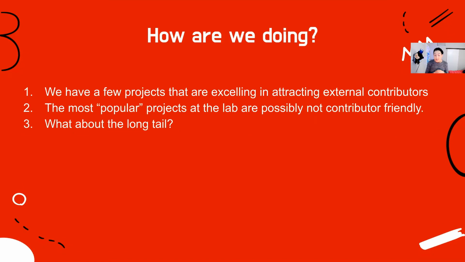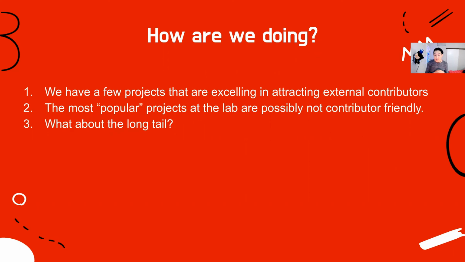But overall, what I saw is that we're doing really well on a few key projects, maybe just 3. They're really excelling in attracting external contributors. But what was interesting is that the projects at my institution that had the most people working on them internally, they're on GitHub, they're public, were not the projects that had the most people working on them externally. So there's some kind of mismatch between what the lab thinks is important and what outside people think is important. And maybe it's also because these projects aren't contributor friendly.